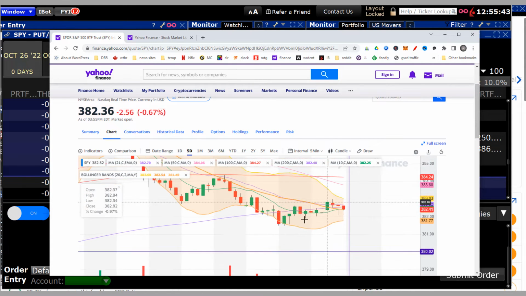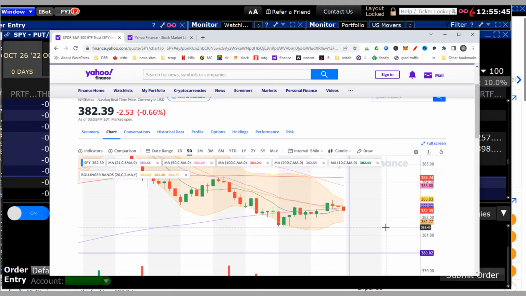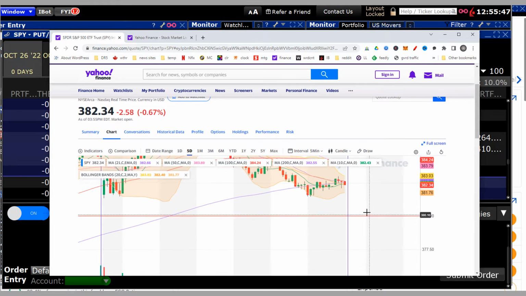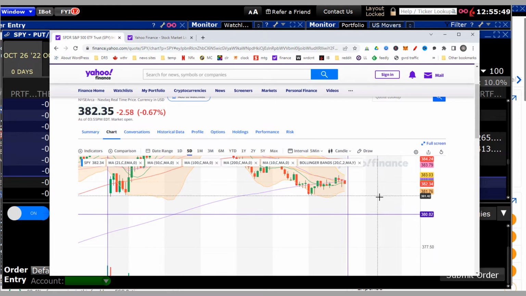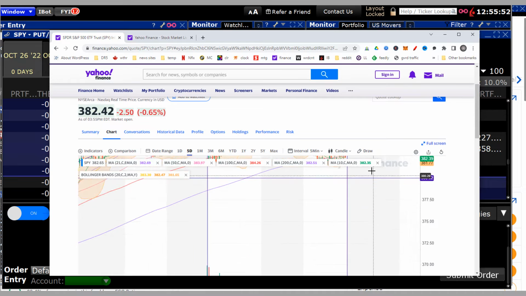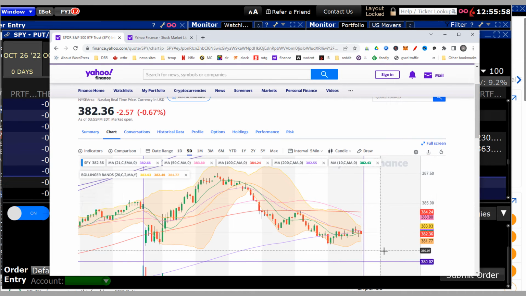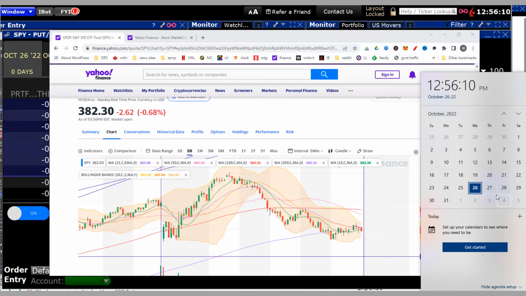I almost sold it. If it had fallen to like 381, then I would have gotten rid of my options and taken the loss and then tried to make it back some other day. But it looks like the options will expire out of the money. So that'll do it for today. And let's move on to tomorrow, the 27th.